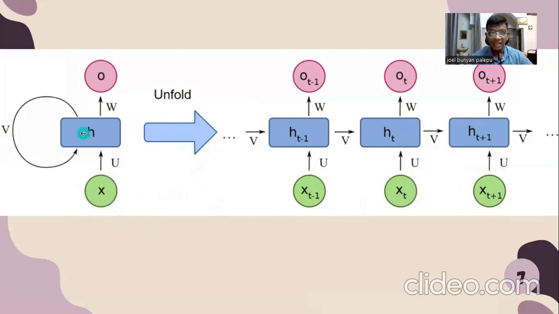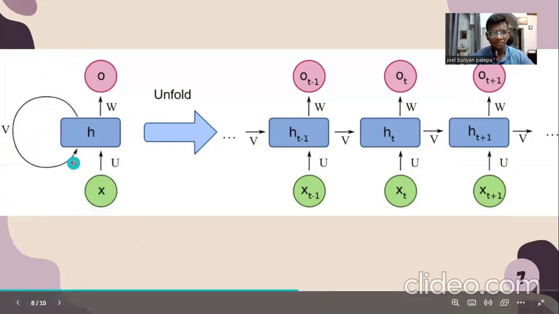All these boxes, ht minus 1, ht, ht plus 1, are the same, and the weights are all the same, so you have the same neural network, but it predicts different values because the input changes. We have basically unfolded it. As you can see in the first diagram, this is how the actual diagram is.